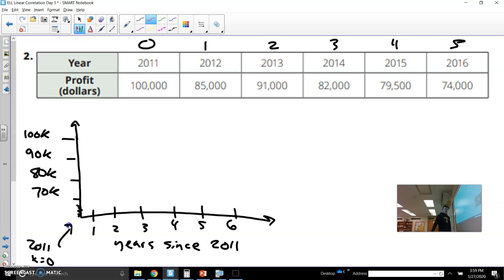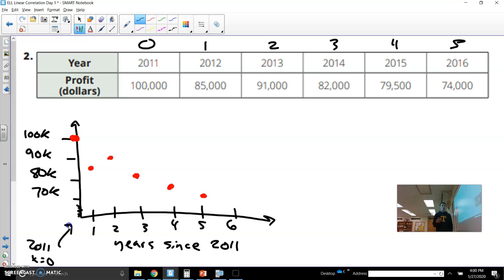So let's see how close these are to being in a line. You have 100,000 exactly for the initial value, and then 1 year later you're at like 85,000, and then the second year you're back at 91,000, and then the third year you're at 82,000, and then that fourth year you're just a little below 80,000, 79.5, and then fifth year, 2016, you're at like 74.